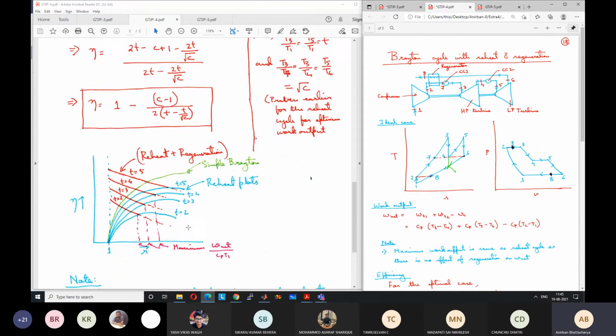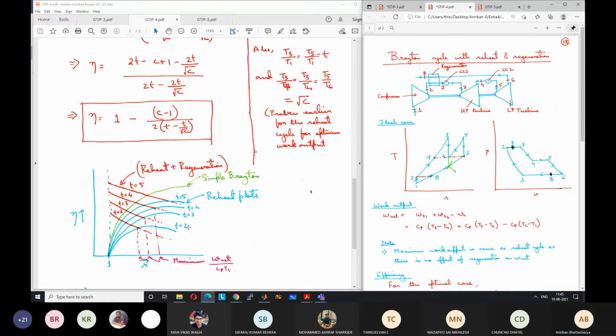So for this case, again I will show you the plots. The reheat plus regeneration cycle's efficiency looks like the red lines that I have shown. It is similar to the reheat cycle, and the regeneration cycles are more efficient until they cross over the corresponding reheat cycle plot. For example, for T equal to 5, this red line shows the efficiency of reheat plus regeneration, and this will be higher until we reach the blue line for T equal to 5, which is the reheat plot.